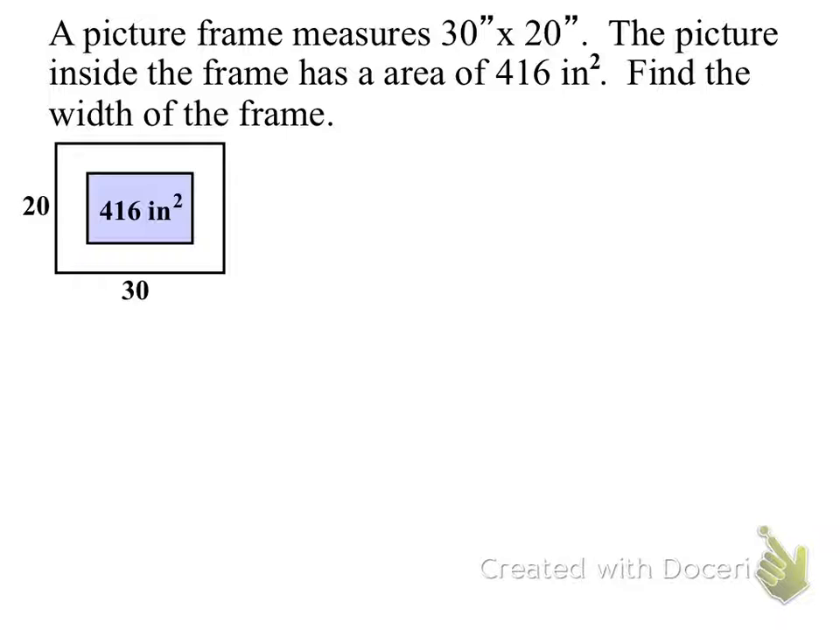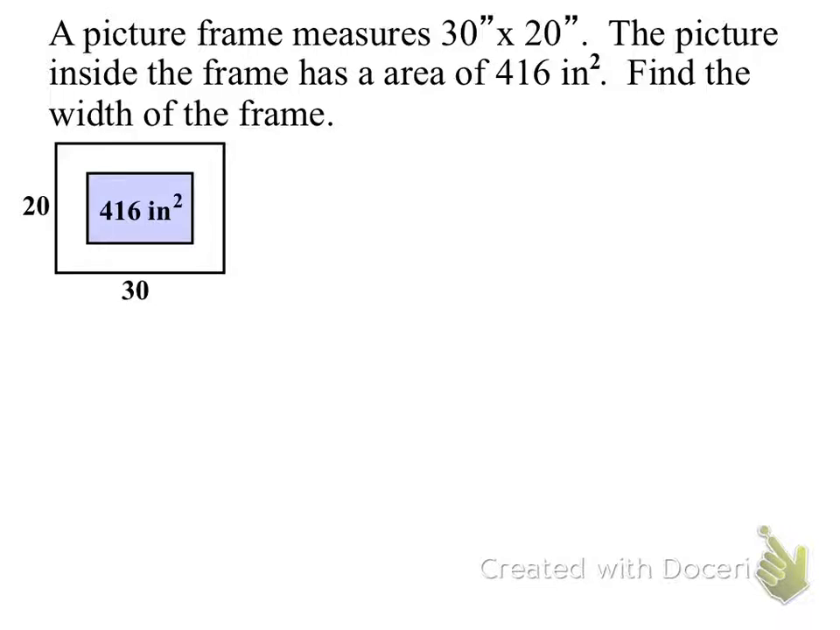All right, the picture problem. So, can you read it? Carson, loud. A picture frame measures 30 inches by 20 inches. The picture inside the frame has an area of 416 inches squared. Find the width of the frame.